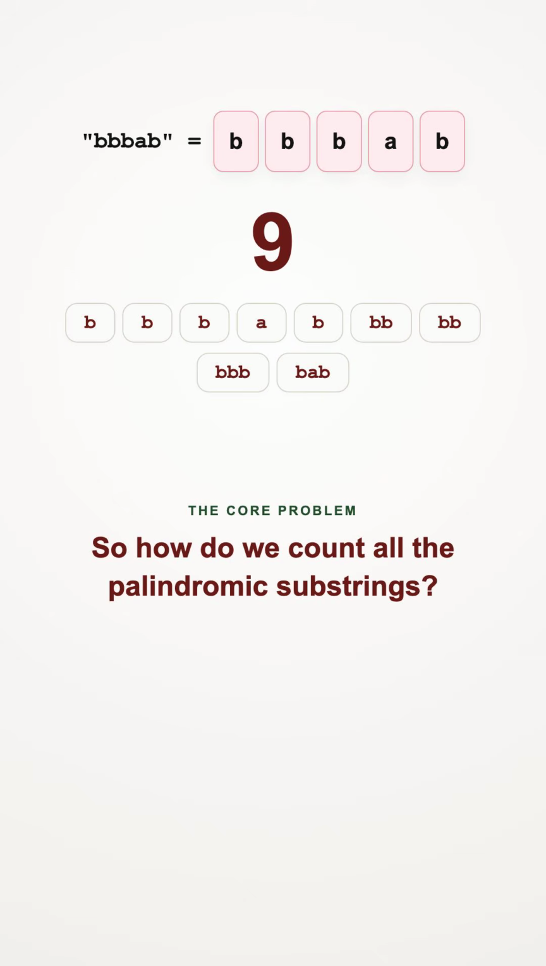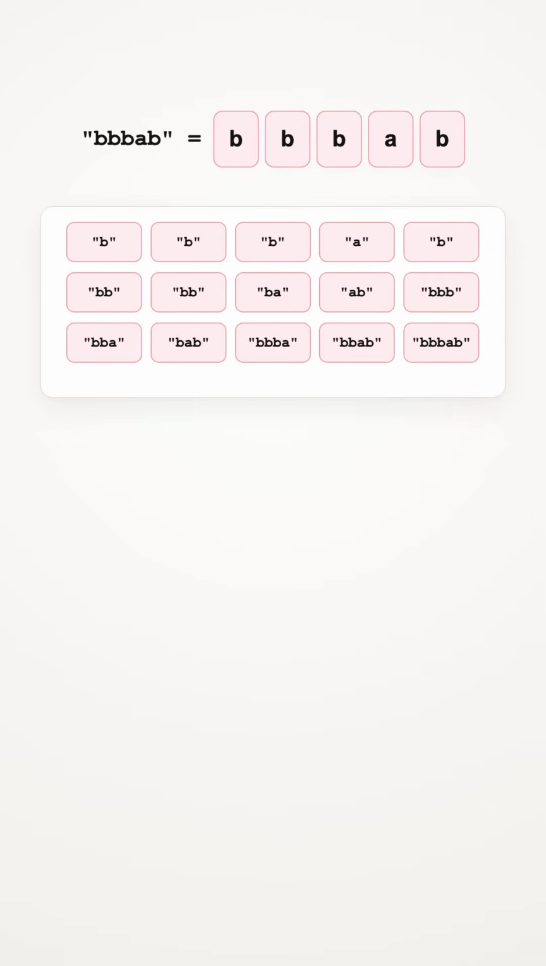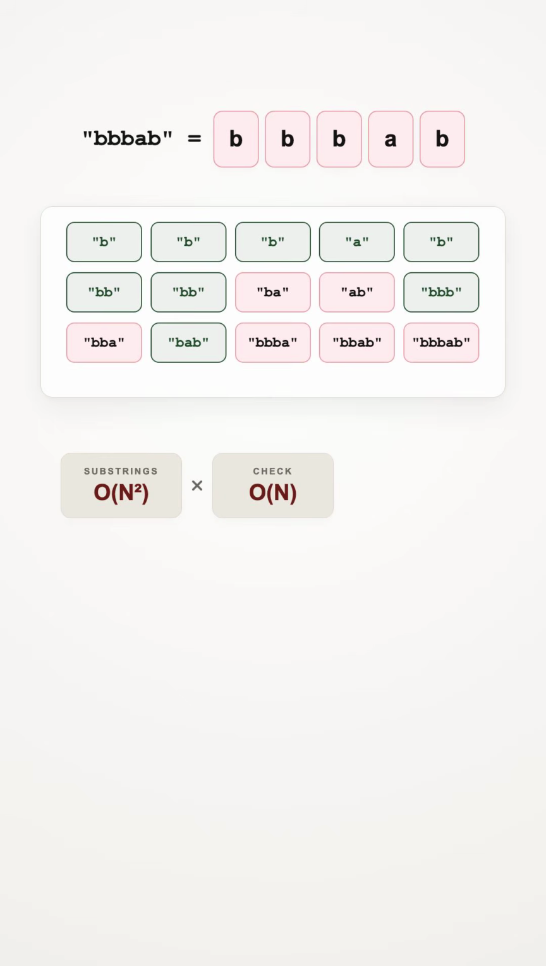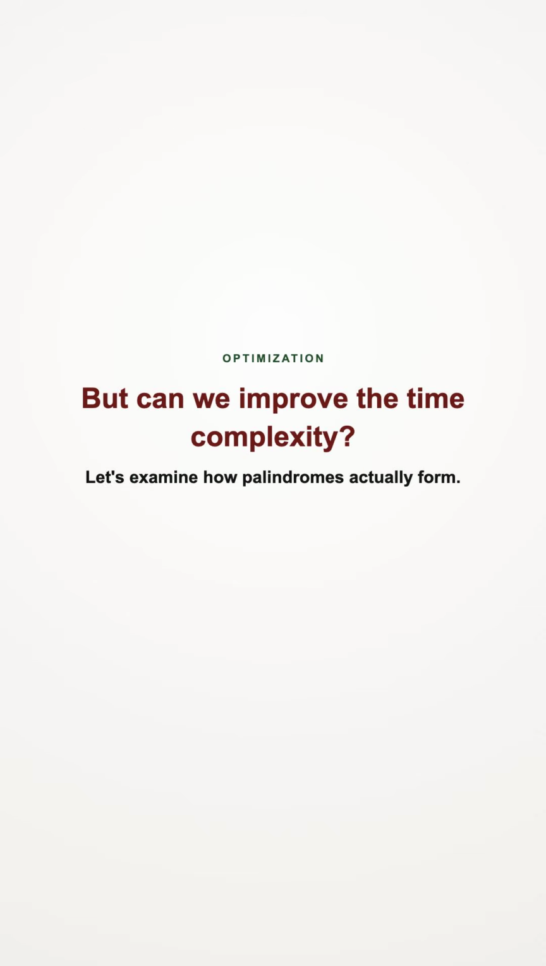So how do we count all the palindromic substrings? The most straightforward approach would be to generate every possible substring and then check whether each one is a palindrome. Generating all possible substrings takes O of n squared time, and checking each substring can take another O of n. So overall, this approach takes O of n cubed time. But can we improve the time complexity?